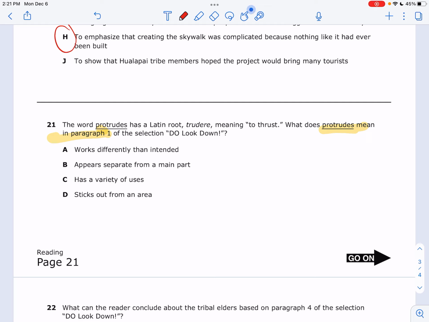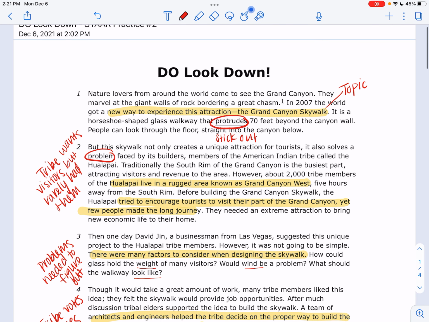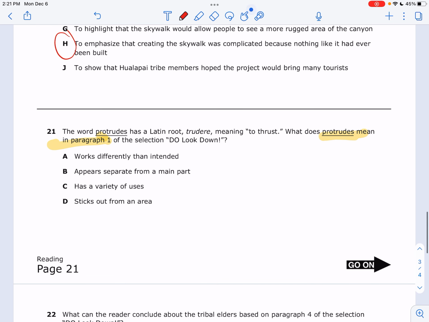Okay, so A, works differently than intended. B, appears separate from the main part. C, has a variety of uses. And D, sticks out from an area. I'm going to go back to paragraph 1. Take a look. It is a horseshoe-shaped glass wall that protrudes 70 feet beyond the canyon wall. So, since it's sticking 70 feet beyond the canyon wall, I don't think that it means it works differently. I don't think that it means it appears separate from the main part. That it has a variety of uses, I don't think it tells that. I do think it sticks out of that area. Okay.